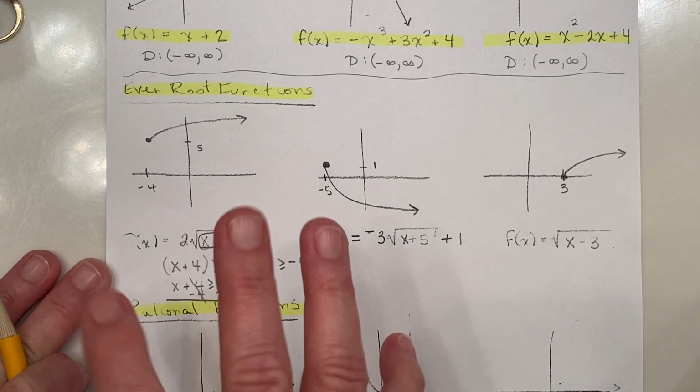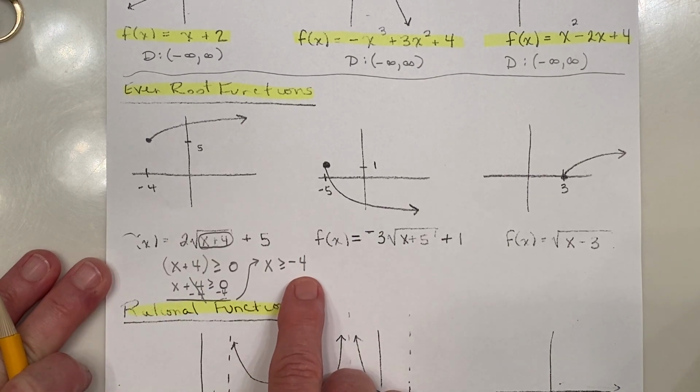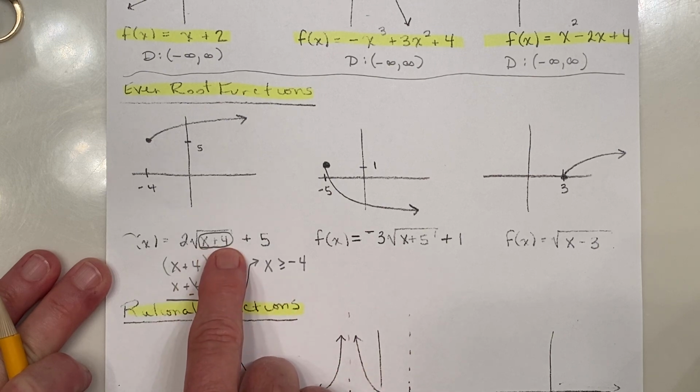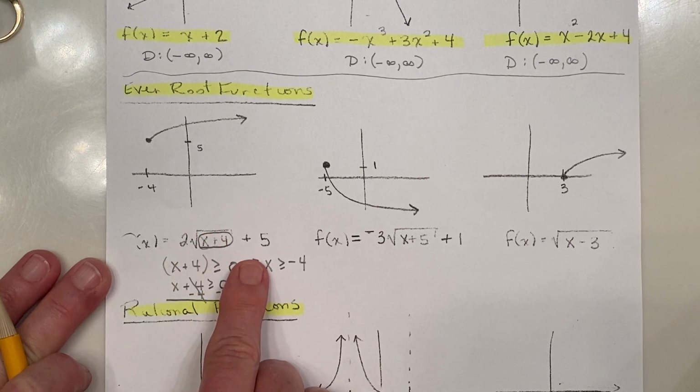Likewise, let's do the opposite of that. Let's choose a number that's smaller than, not greater than -4, like -10. If you put -10 in for x and added 4, you're going to get -6, and you can't take the square root of a negative number and get a real answer.